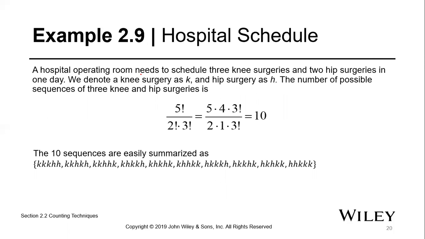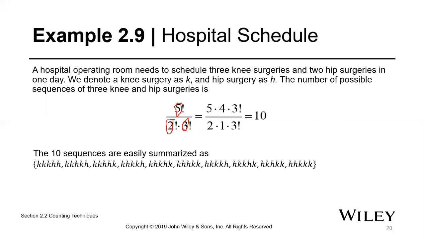So we have a hospital whose operating rooms have to schedule 3 knee surgeries right here, and 2 hip surgeries. So those are the 2 different types of surgeries we're trying to schedule, and they're all in one day. And that together gives us a total of 5 surgeries. So we're trying to schedule 5 surgeries, 2 hip, 3 knee. And we need to figure out how many different possible sequences of those we have.